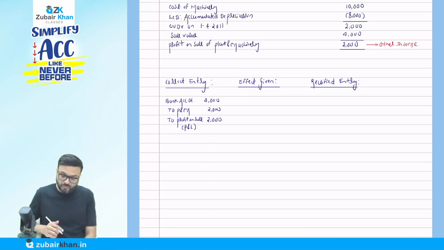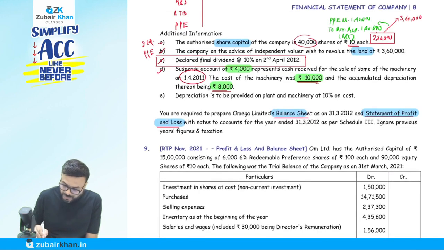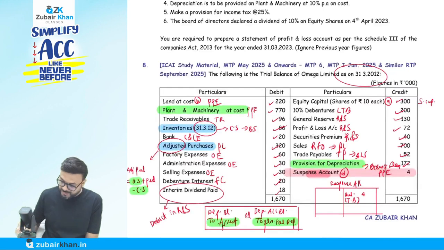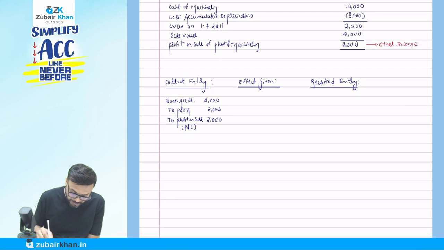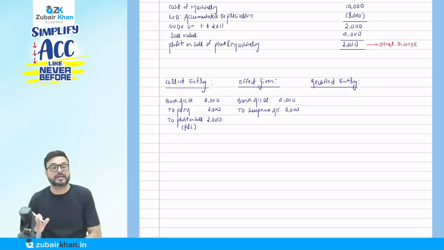But you know what they have done? They say that a suspense account of rupees 4,000 represents the cash received for the sale of some of the machinery on 1st of April. So they are basically saying 4,000 is the suspense account on the sale of machinery. So they passed the wrong entry. The effect that they have given, the incorrect entry they have passed: the cash or bank account should be debited by 4,000, but incorrectly they have credited it to an account they call a suspense account. So it's an incorrect treatment.